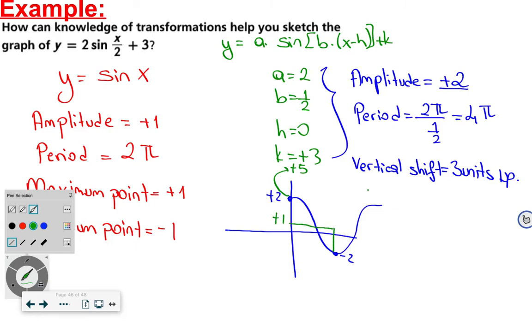So what is going to be your maximum point? Your maximum point is going to be positive 5. What is your minimum point? Your minimum point is going to be positive 1. And this is how we can use knowledge of the transformation to sketch the graph.